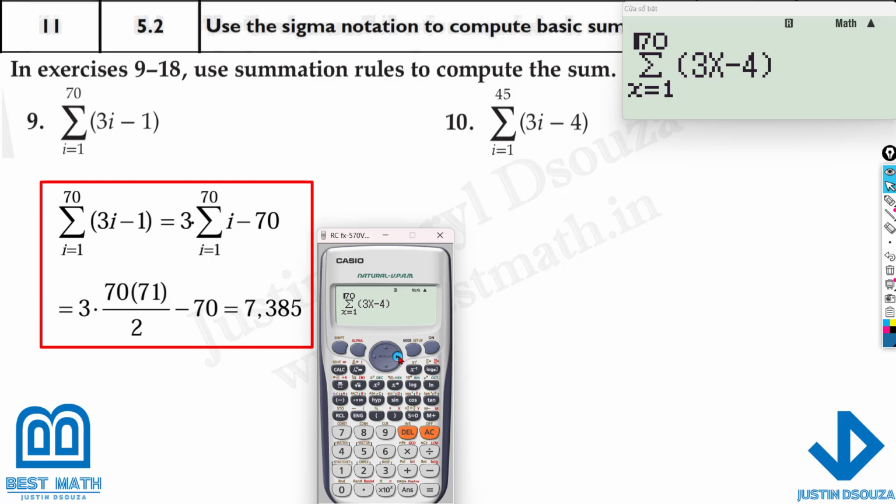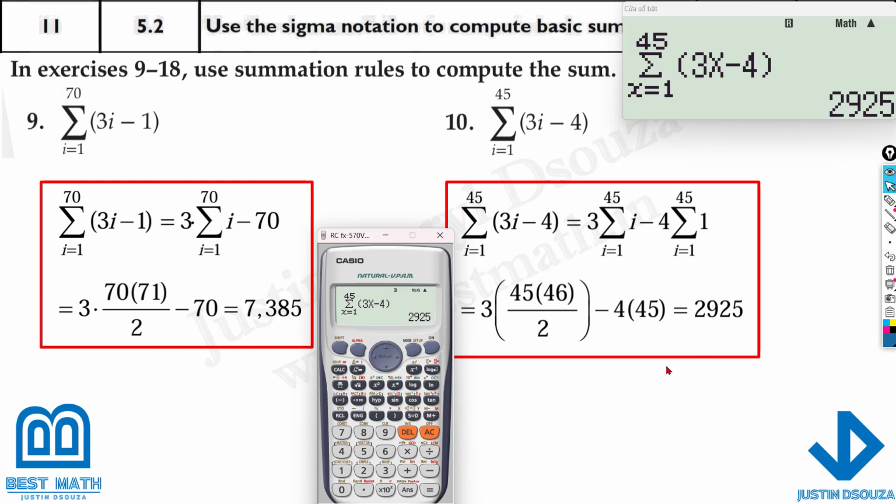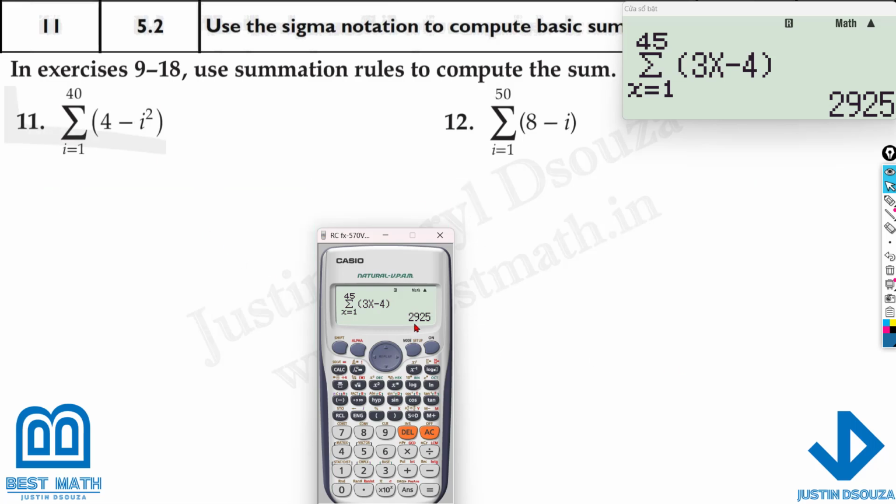And you can see the lower limit is 1 and the upper limit is 45. All you do is press equal to and you will get the answer, 2,925. Similarly, you can solve all these problems. I'll do the 12th one here. It is 8 minus x. Over here the variable is only x. It starts from 1 and it goes until 50. So this is the answer here.